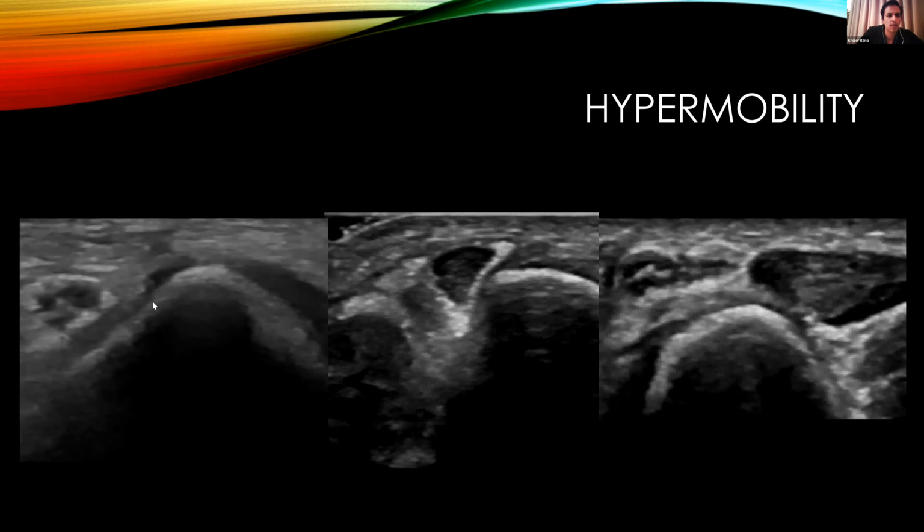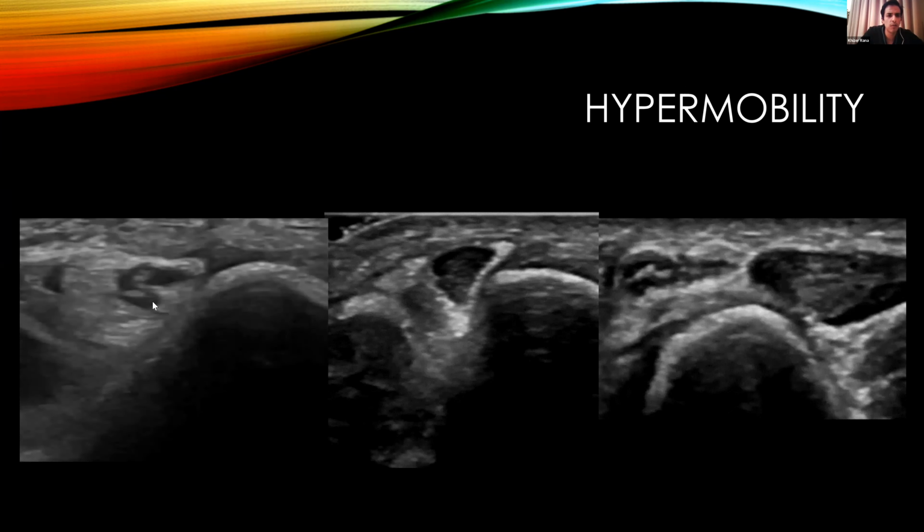Hypermobility wise, the normal nerve will move very little around the medial epicondyle. So I'll just point out some things in here. This is the medial epicondyle. Let's see if I can bring up a pointer. So the medial epicondyle and the nerve sitting right next to it.